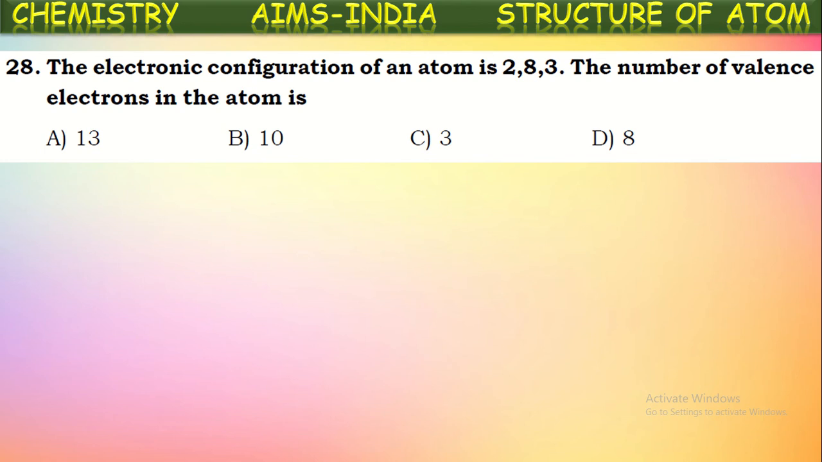Next one. The electronic configuration of an element is 2, 8, 3. The number of valence electrons in this atom is. What is meant by valence electrons? The electrons present in the last shell of an atom are called valence electrons, because that last shell of an atom is considered the valence shell, and hence the electrons present in that valence shell are called valence electrons. See, for this element, how many electrons are there in the last shell? There are 3 electrons. Now we can say these are the valence electrons of that atom. So valence electrons for this atom are 3.